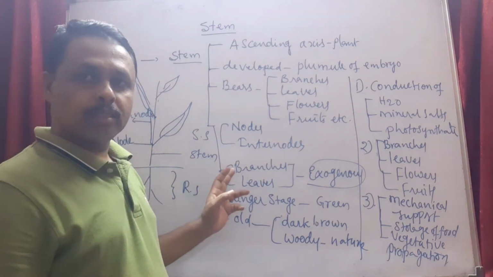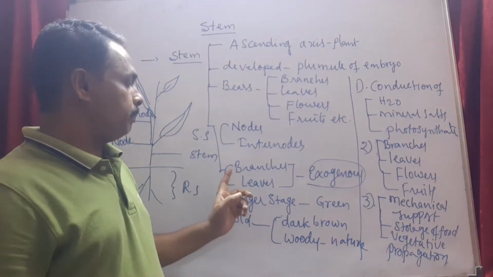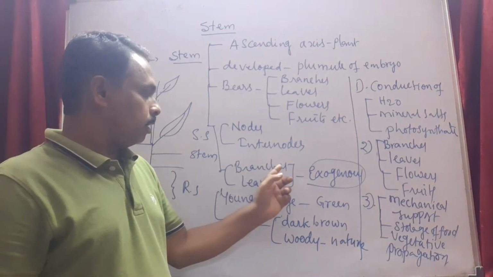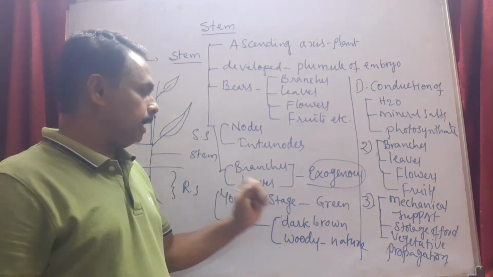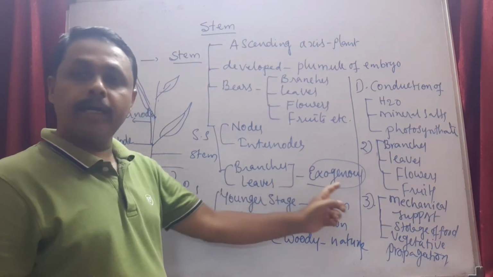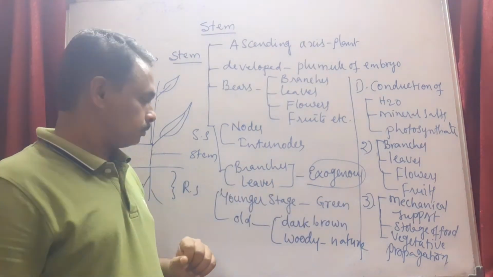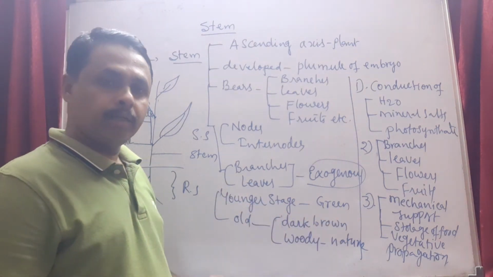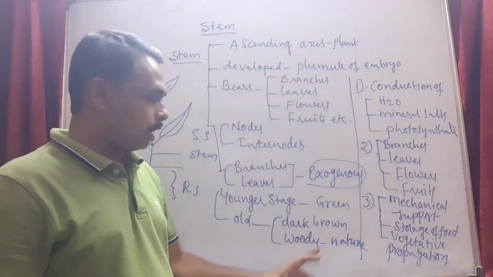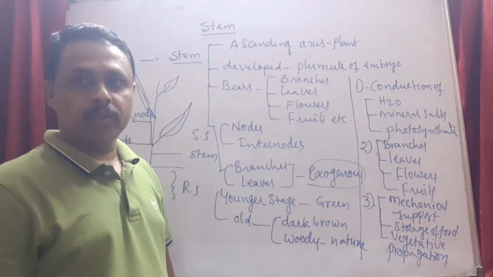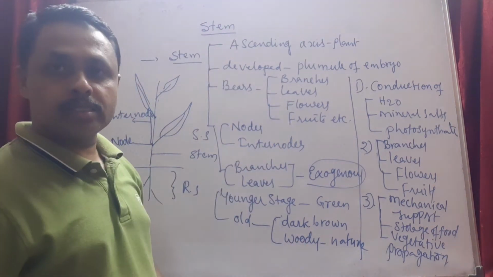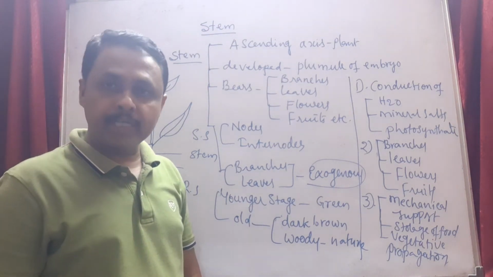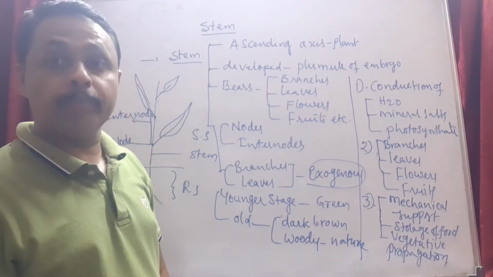The next one is, this stem will develop branches and leaves in an exogenous origin, and when it is in a younger stage it is green in color, and when it is old, it is dark brown and woody in nature. This is about a stem. Next, we are talking about modification of stem. That means stem modification.